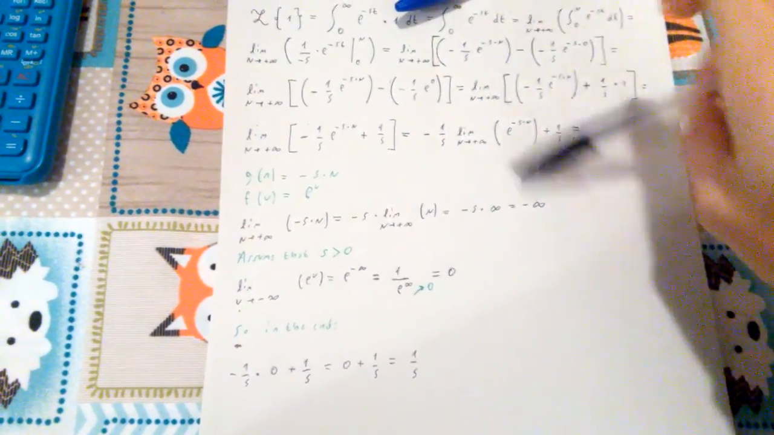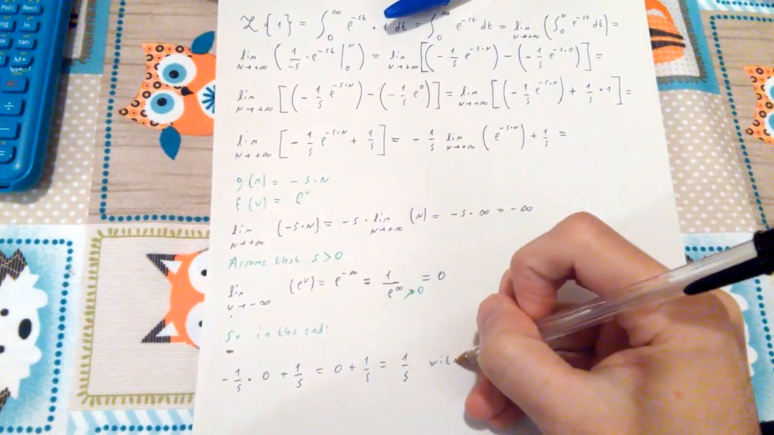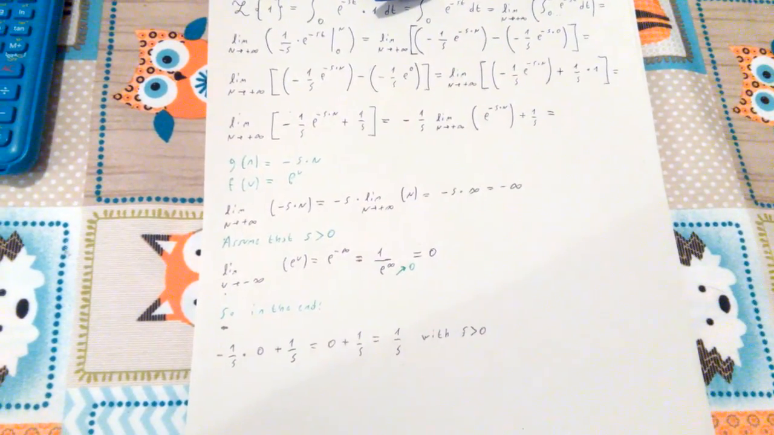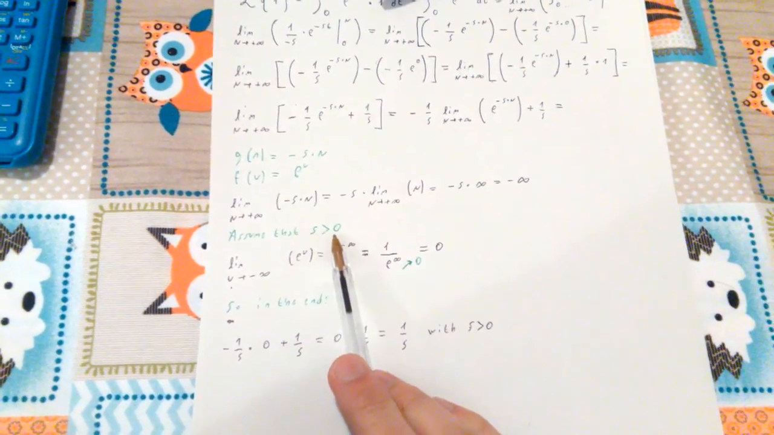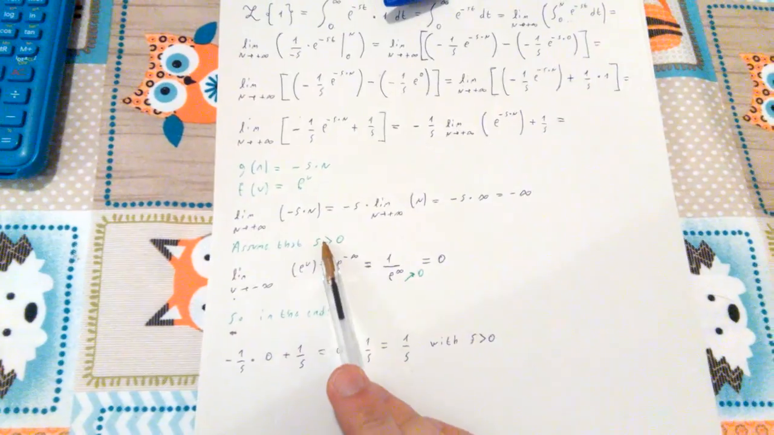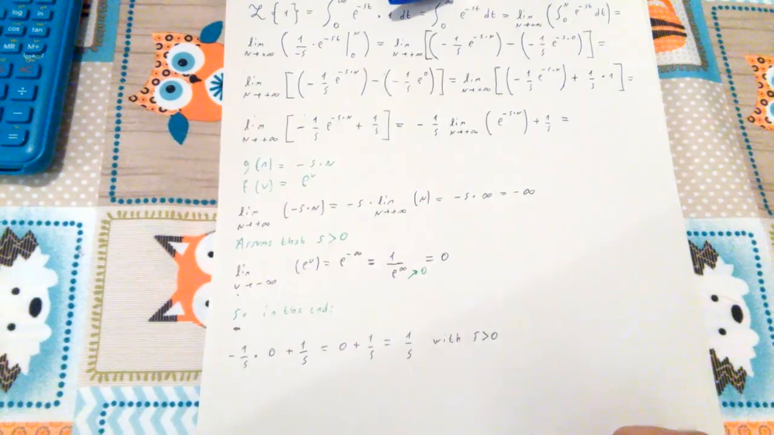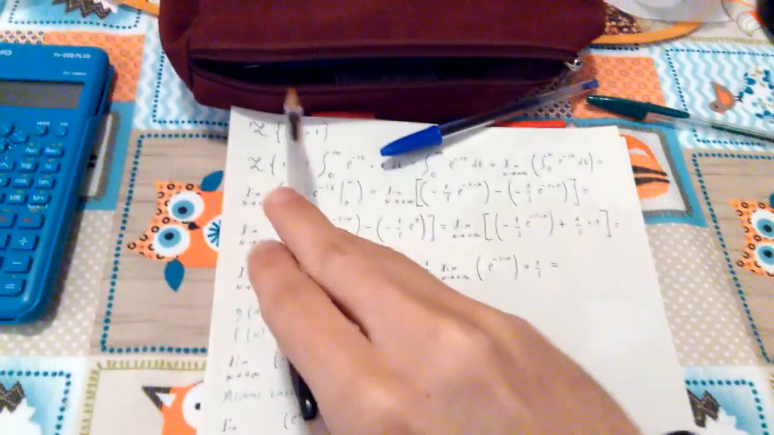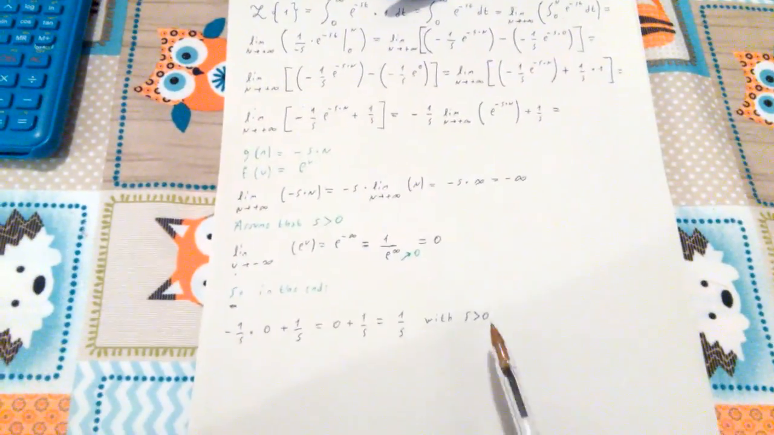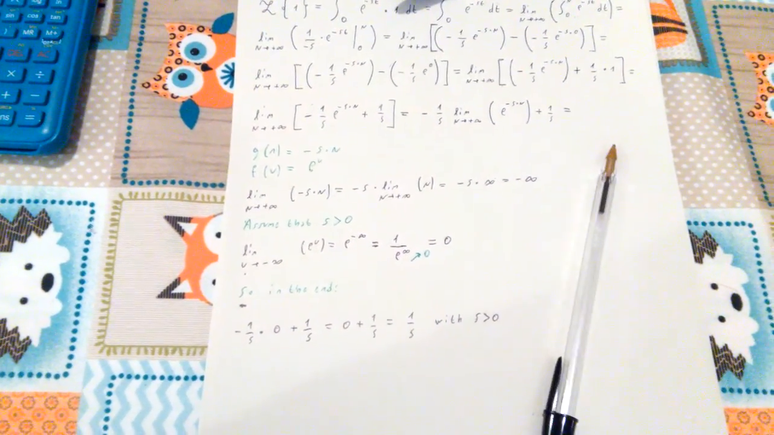Is it over? No. Well, it is over, but it's very, very important that we say with s greater than 0, because we assumed that here when we said this is negative infinity. We're going to specify that s is greater than 0, otherwise none of this is going to work. So yeah, this is the Laplace transform of f of t equal to 1. So the Laplace transform of 1 is 1 over s with s greater than 0. And that's pretty much it.